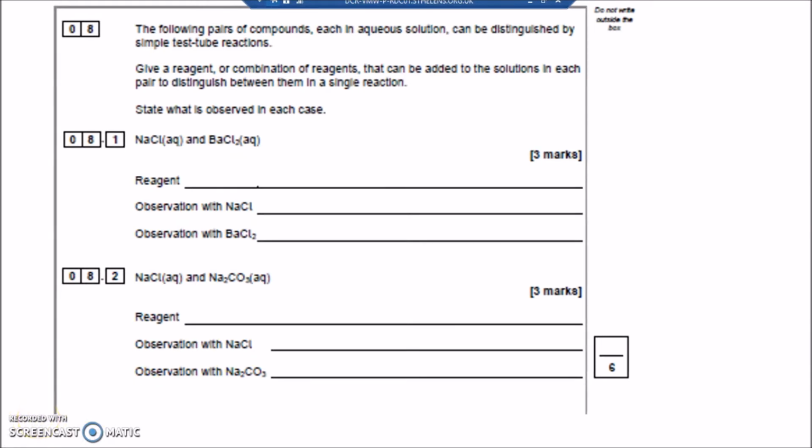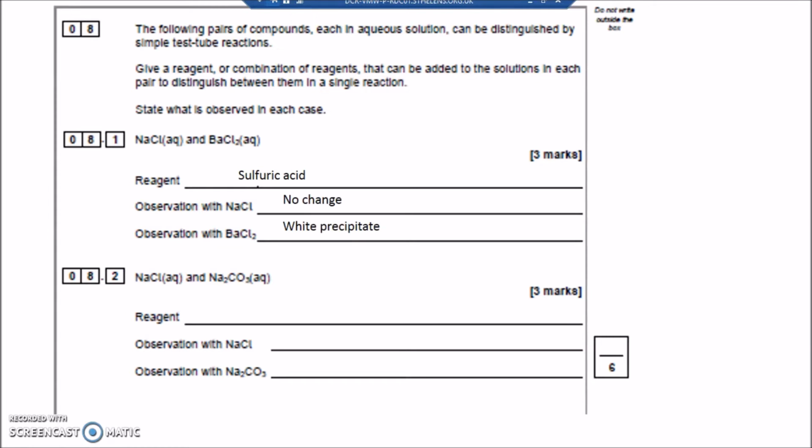Question 8, we've got some mixtures of compounds. We've got to distinguish between them by adding some reagents and say what we'd see. Sodium chloride and barium chloride. So the first clue is barium. If you make barium sulfate, it's a white solid. So you can make barium sulfate by adding sulfuric acid. Sodium sulfate, made from sodium chloride, is soluble. All sodium salts are soluble, so there's no visible change there. But with barium chloride you get a white precipitate of barium sulfate.